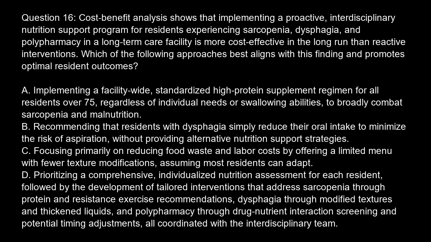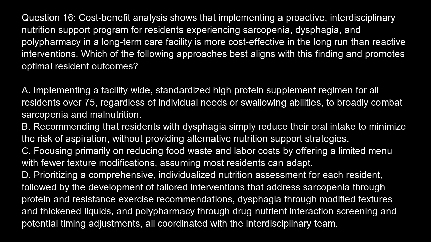Question 16. Cost-benefit analysis shows that implementing a proactive, interdisciplinary nutrition support program for residents experiencing sarcopenia, dysphagia, and polypharmacy in a long-term care facility is more cost-effective in the long run than reactive interventions. Which of the following approaches best aligns with this finding and promotes optimal resident outcomes? Option A. Implementing a facility-wide, standardized high-protein supplement regimen for all residents over 75, regardless of individual needs or swallowing abilities, to broadly combat sarcopenia and malnutrition.